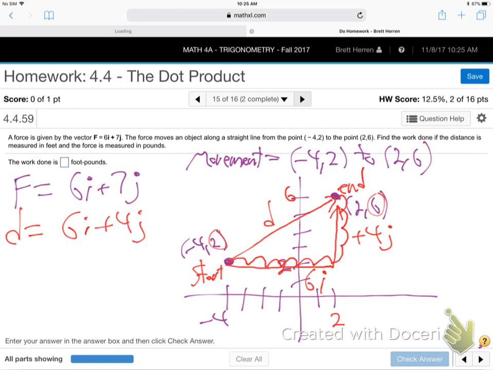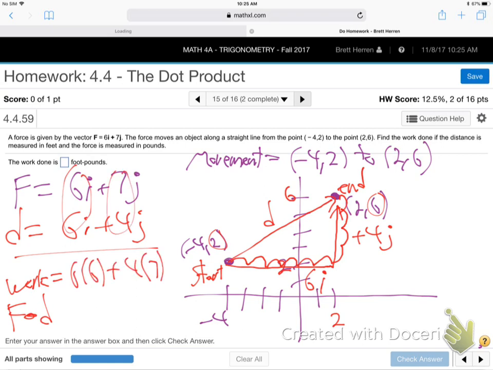Is that making sense, how I figured that out? Just putting those 2 dots, just counting right and up. And so now, how do we do the work? We just dot them. The work is force dot distance. So you just multiply these two, 6 times 6, and these two, 4 times 7, and add them up.